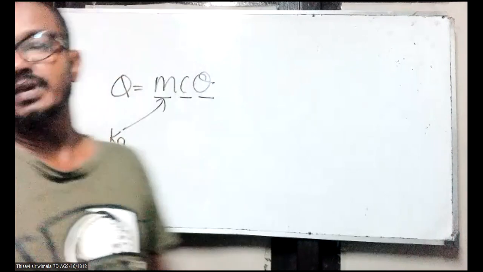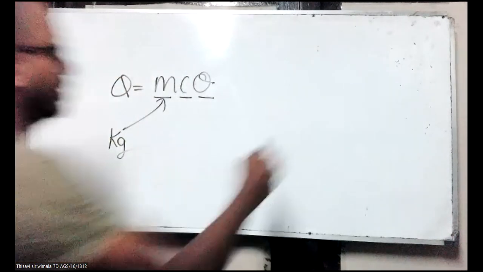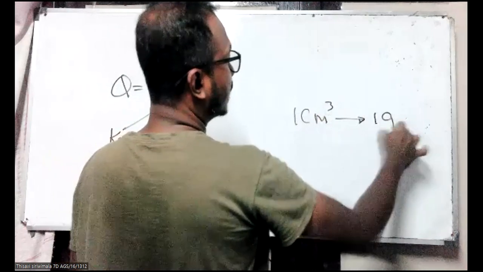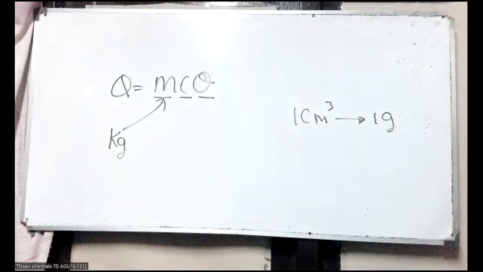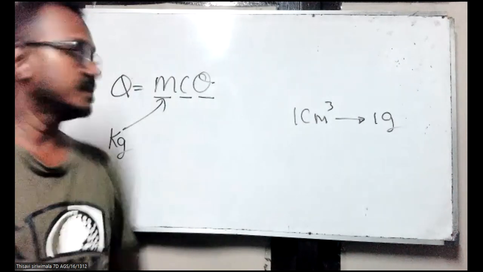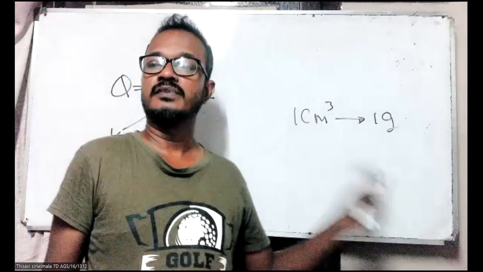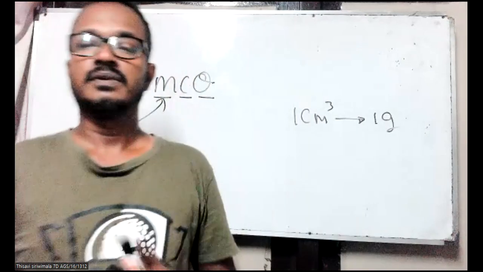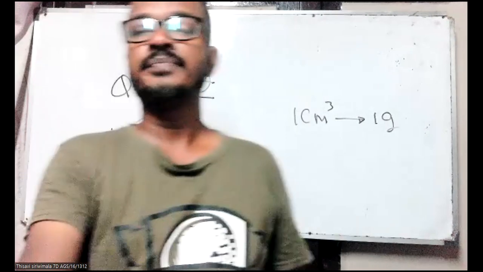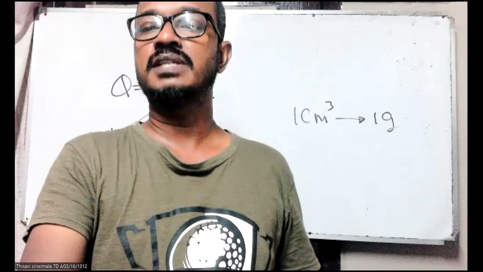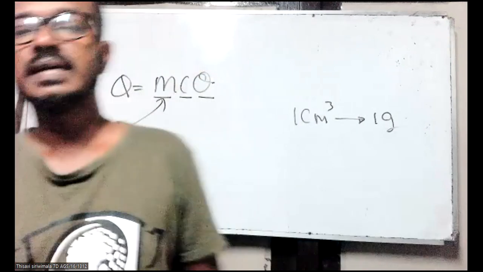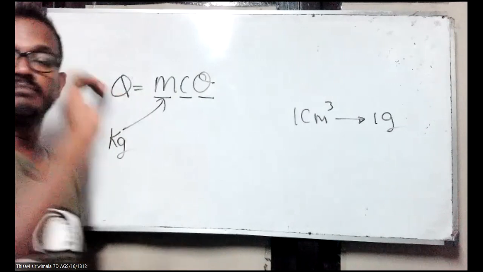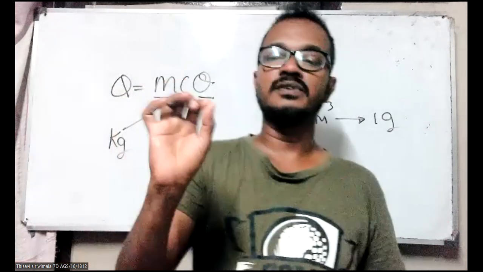If this is pure water, then no problem. Why? 1 cubic centimeter of pure water equals 1 gram, so you could have easily found the mass. But the problem is this is not water, right? This is HCl solution and NaOH solution. So our assumption is the density of the mixture is equal to the density of water. So that is the first assumption.